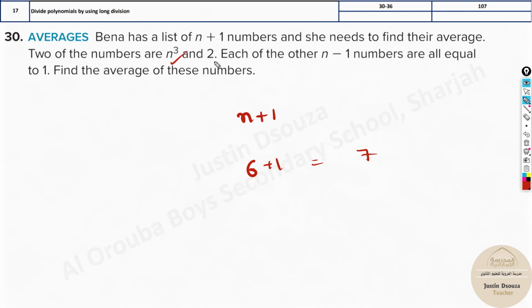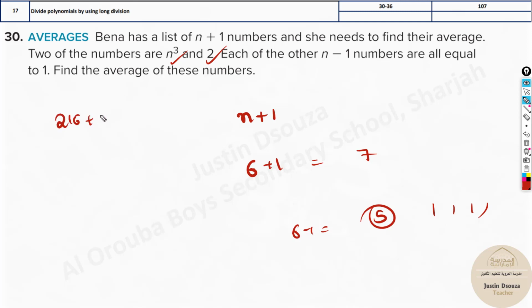They have told us 2 numbers. And n minus 1 is what? 6 minus 1. The remaining 5 numbers are all equal to 1. They are 1, 1, 1, 1. We need to find the average. So average means what exactly? Now if this is 6, 6 cube is 216.